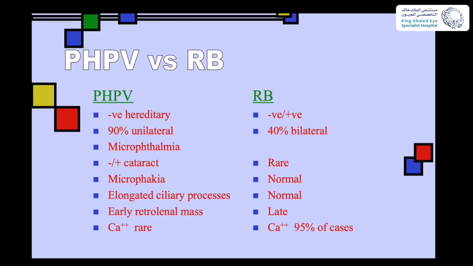With elongated ciliary processes, if it is severe and the lens is absorbed and calcified, you can sometimes see the processes of the ciliary body, while this is not seen in retinoblastoma. It is usually early, at a young age; sometimes the family will report that the eye has been small since birth, while in retinoblastoma that may not be the case. Calcification is rare in cases of PHPV, while it is common in retinoblastoma: 86% by B scan and 95% by CT scan.